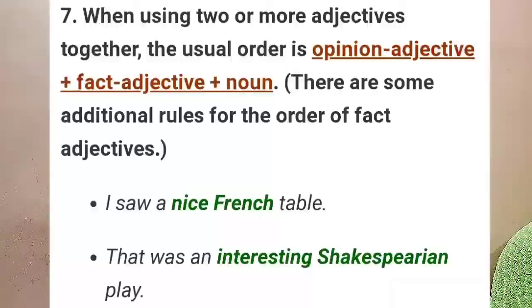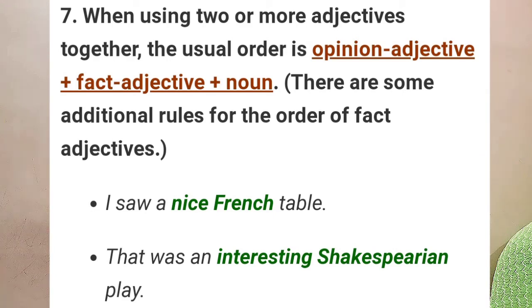The next rule is that whenever we use two adjectives, we first use the opinion adjective, then comes a fact adjective, and then comes a noun. Like I will refer to my previous example, she married a handsome Italian man. As you can see in this entire sentence, the noun is man. What are handsome and Italian? Handsome is an opinion adjective, because according to me this man is handsome. According to someone else he may not be handsome. So this is an opinion.